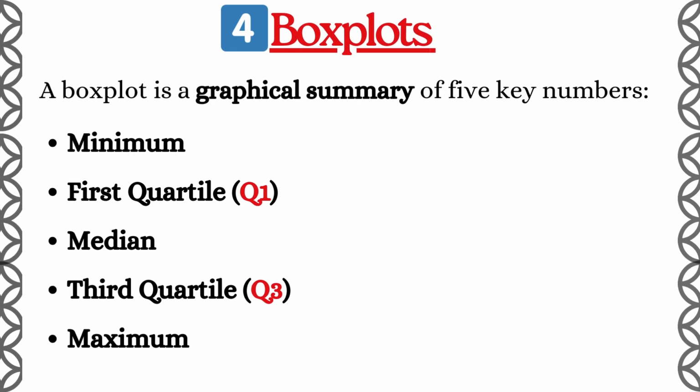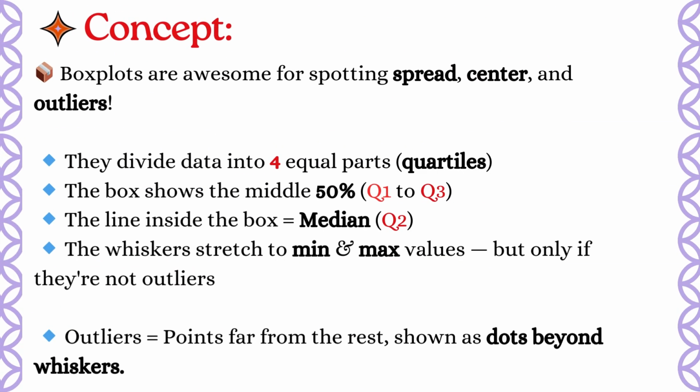4. Boxplots. A boxplot is a graphical summary of 5 key numbers: minimum, first quartile Q1, median, third quartile Q3, maximum. And most importantly, it visually marks outliers. Boxplots divide your data into 4 equal parts. The box itself shows the middle 50% of the data. The line inside is the median, and the whiskers stretch to the min and max, unless there are outliers. Any point that falls far outside the range is flagged as an outlier.